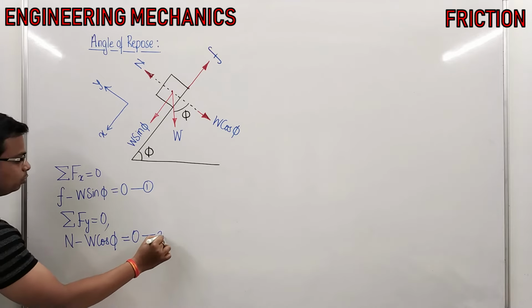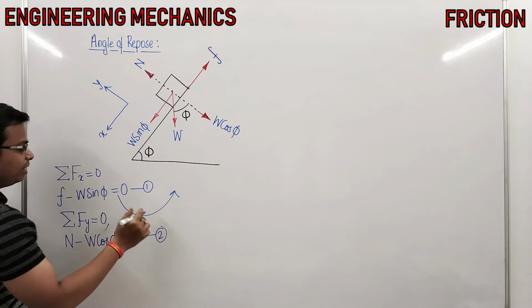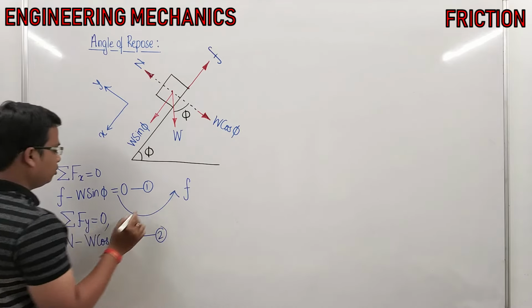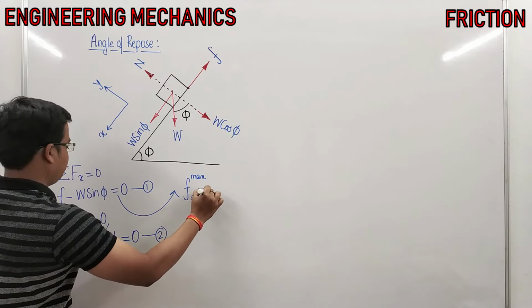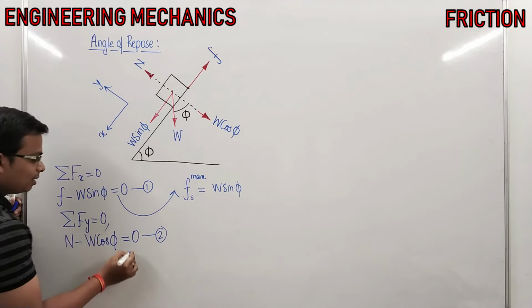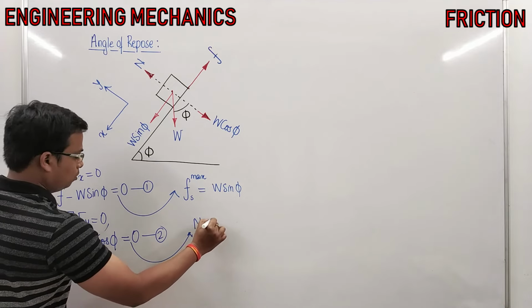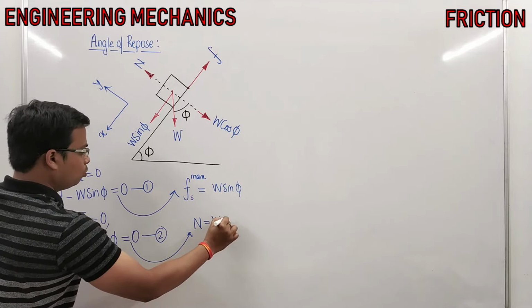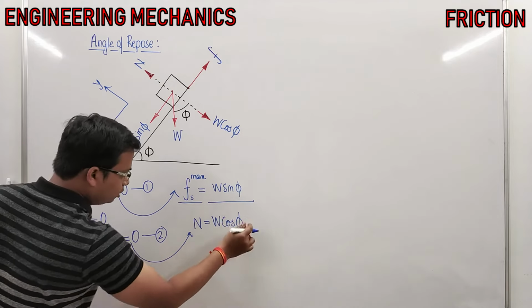Once you have these two equations, you can simplify them. The force of friction, you can also write this as Fs max. Don't worry, this is Fs max. Fs max is equal to what? W sin phi. And you can also reframe equation number 2 as N is equal to W cos phi. Now, when you divide these two equations, what do you get?